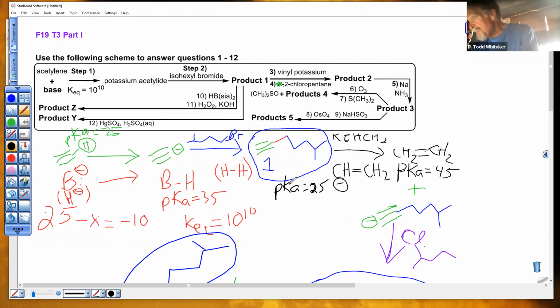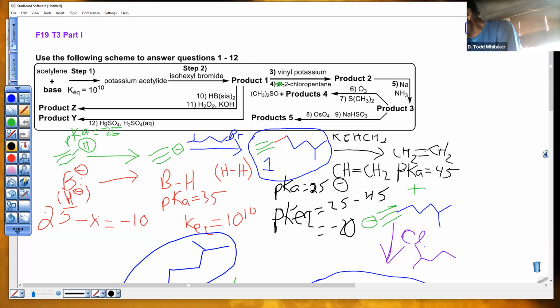That's the reactant acid. This is the product acid. So pKeq, now we're back to this. 25 minus 45 equals -20. And it was the question pKeq or Keq? Doesn't matter, I'll give both. Keq is 10 to the power of 20.